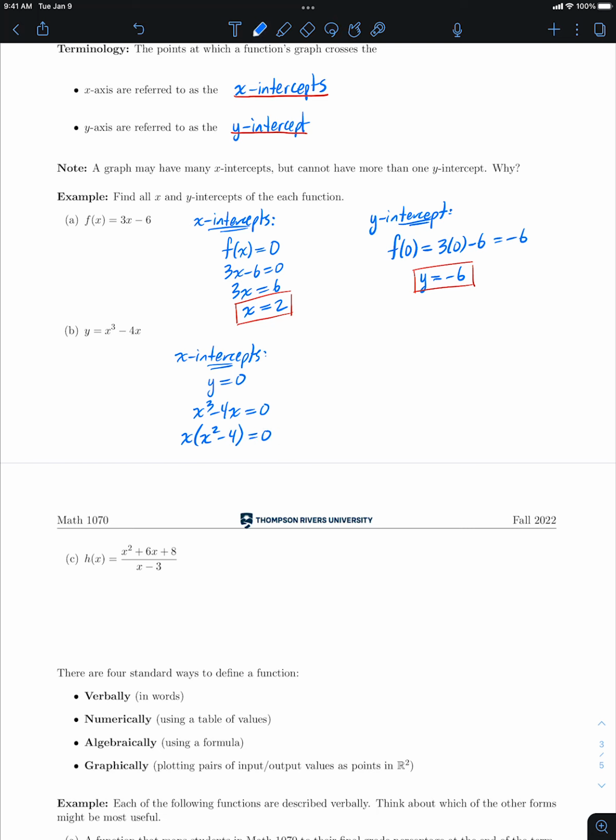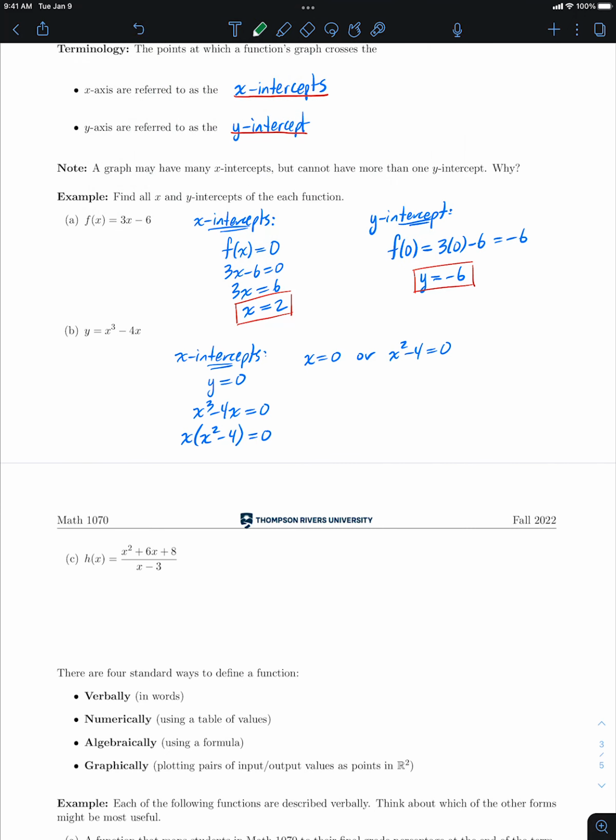So whenever you have a situation like this, this allows you to conclude that either x equals 0 or x squared minus 4 is equal to 0. One of those must be true. Okay, so that is going to be one of your x-intercepts. But then how do we find the solutions to this equation? Well, this actually fits a very special form as well. This is referred to as a difference of squares.